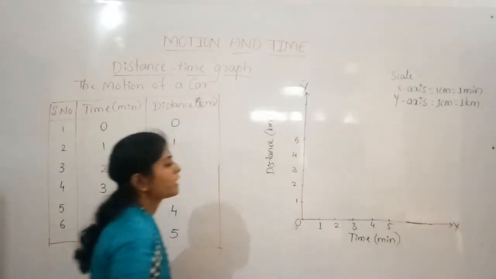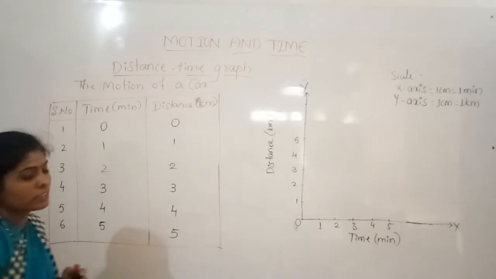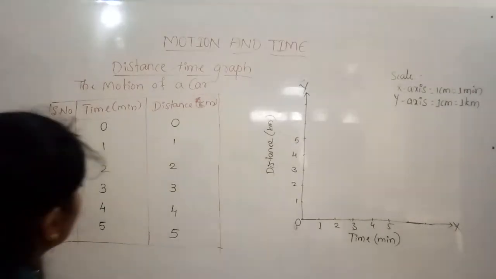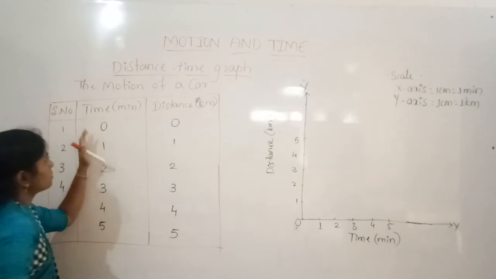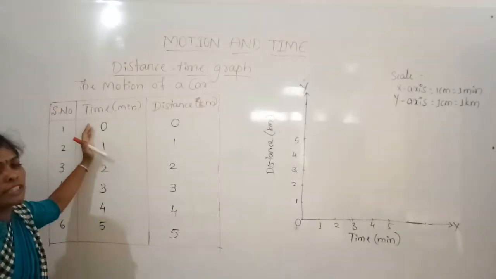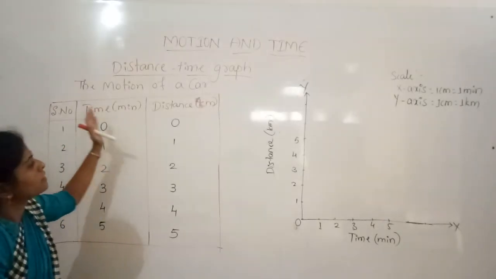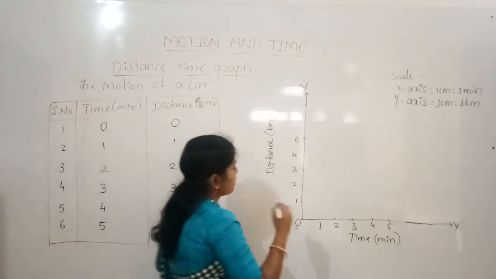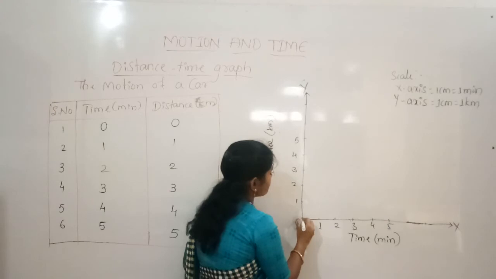Now we can start to draw the graph. At 0 minute, how much distance has it covered? It is 0 kilometers. So now mark the point here.